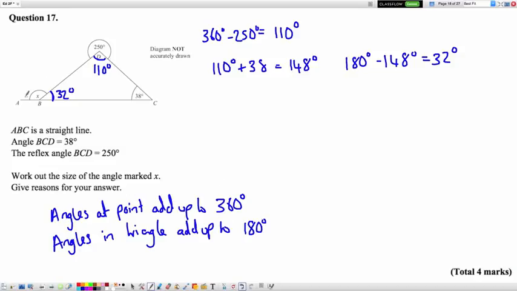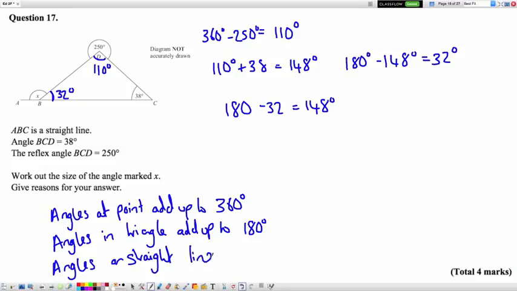Okay, now last step to find angle x. We have here a straight line, add up to 180. 180 subtract our 32 is 148 degrees. So we have here angles on a straight line add up to 180 degrees.